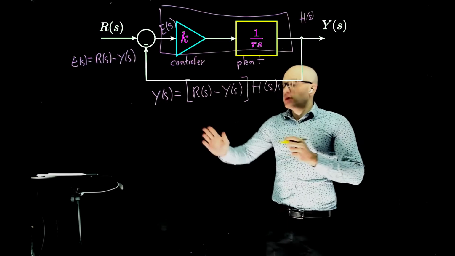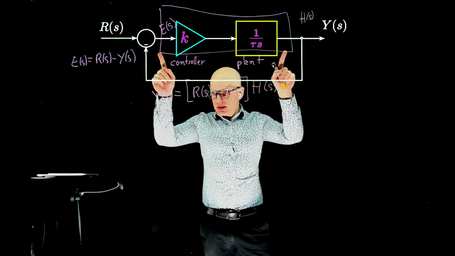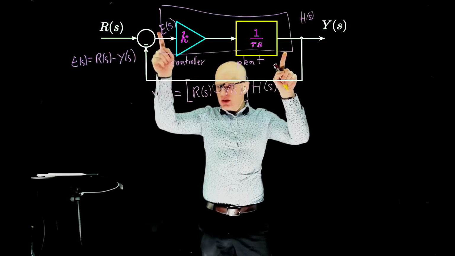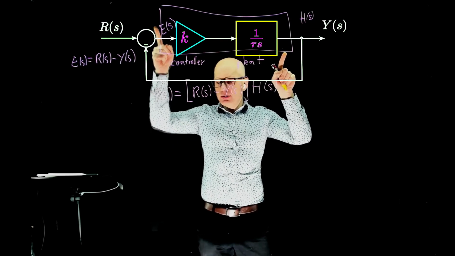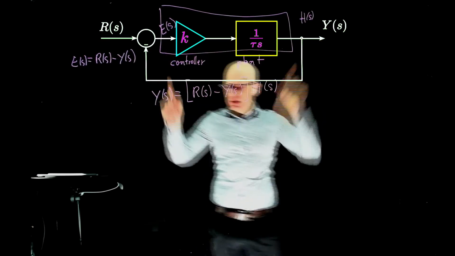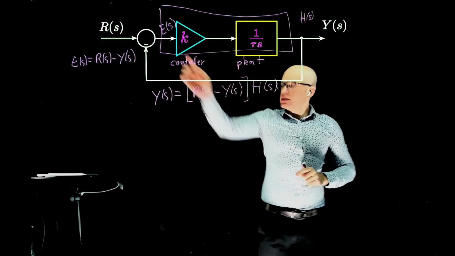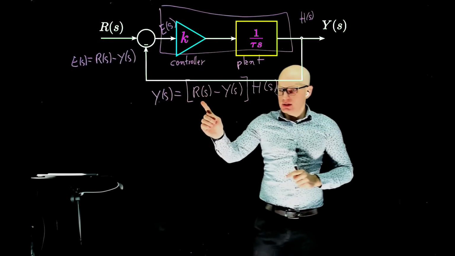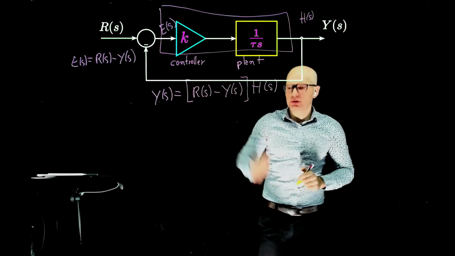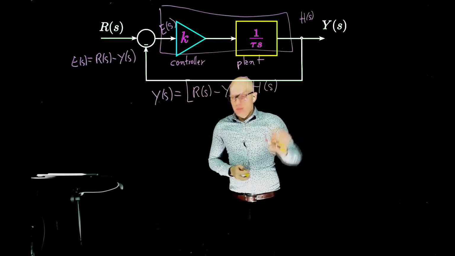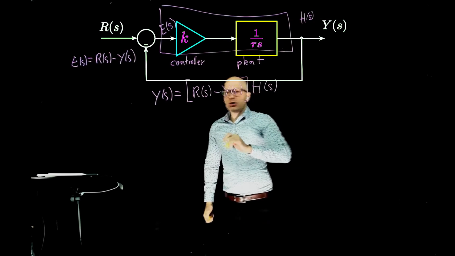So let me summarize once again. So this is h of s. If you take this value here, whatever we have there, and multiply by h of s, you get y. So this signal, the error, is r minus y times the function h of s. Okay. So if I don't hear anything, I'll continue here.